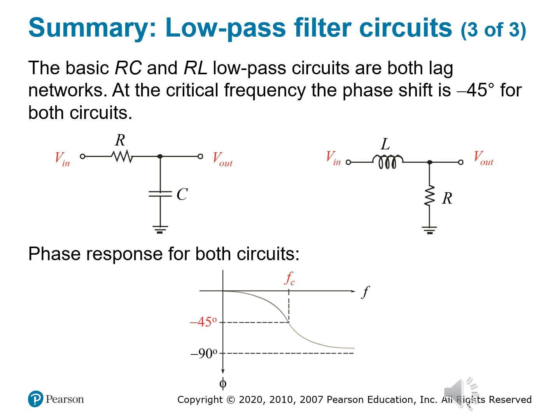Lag networks. I don't have an accent and it's hard to understand, but I'll try to enunciate these things a little better. So that means that they delay the output relative to the input, especially as frequency increases. And here's the key takeaway. At the critical frequency, both circuits introduce a phase shift of negative 45 degrees. And that's halfway between no shift and maximum shift.